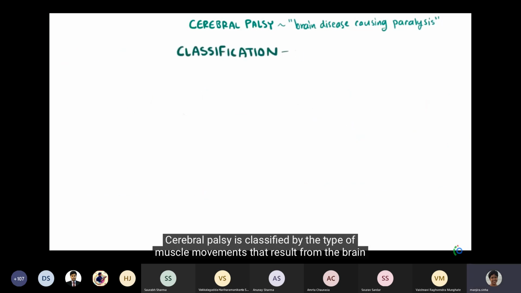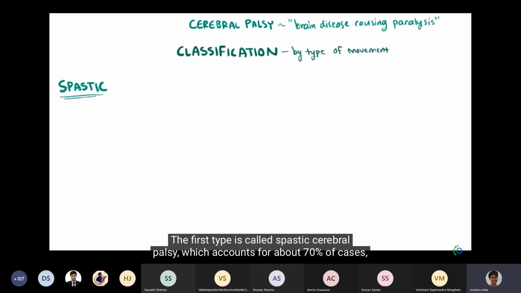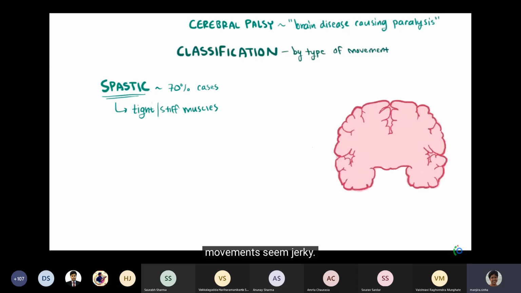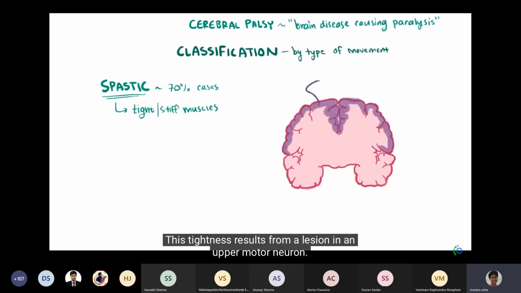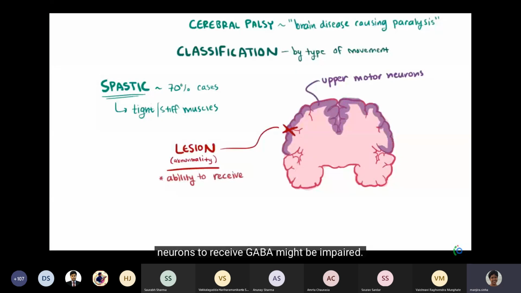Cerebral palsy is classified by the type of muscle movements that result from the brain injury and how that affects what activities the patient can perform. The first type is called spastic cerebral palsy, which accounts for about 70% of cases, and is characterized by having really tight or stiff muscles, which can make the patient's movements seem jerky. This tightness results from a lesion in the upper motor neurons.